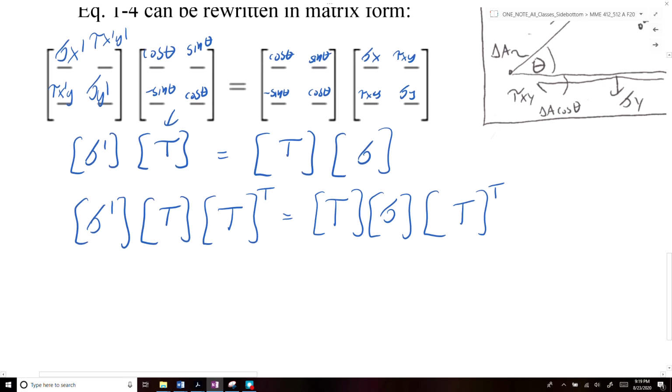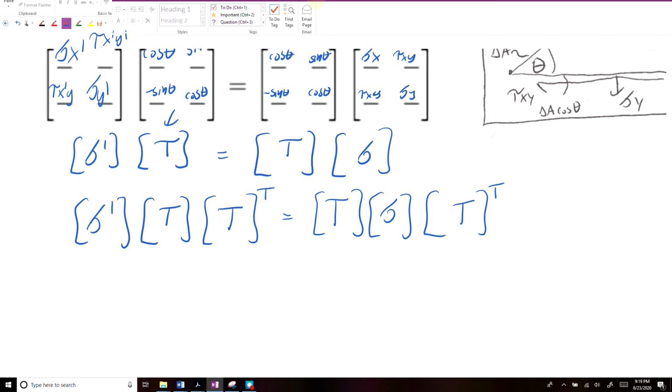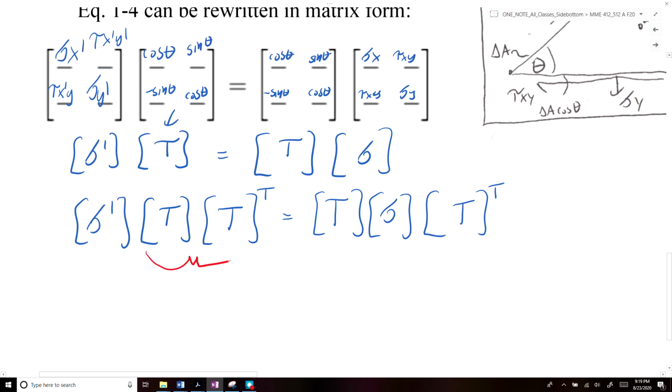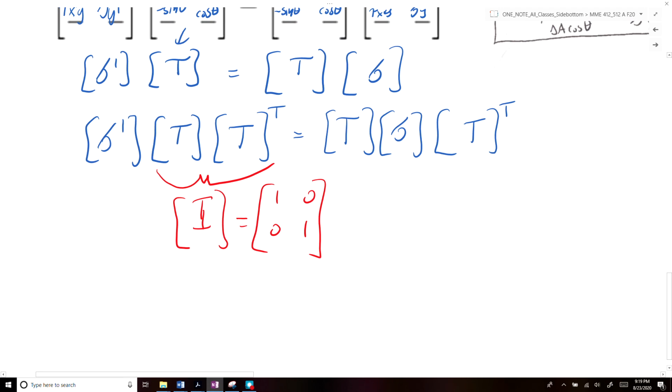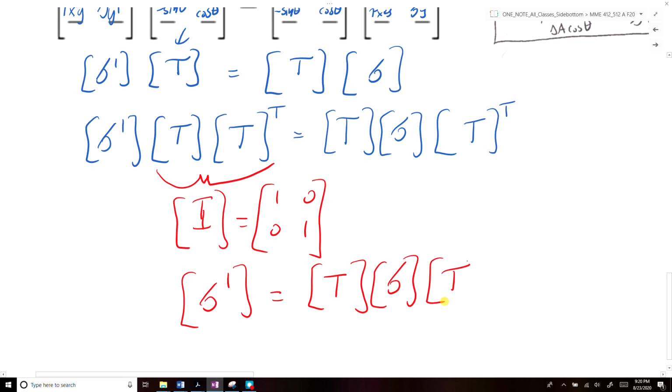The good news for us here is that if you multiply T times the T transpose, what you end up getting is the identity matrix. So the identity matrix in this case would just be equal to 1, 0, 0, 1. And if you multiply any matrix times the identity matrix, you just get the same matrix. So what we end up getting is sigma prime is going to be equal to the transformation matrix times our original stress matrix times the transformation matrix transposed.